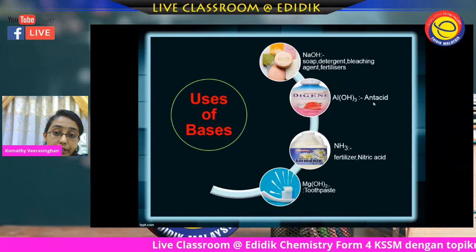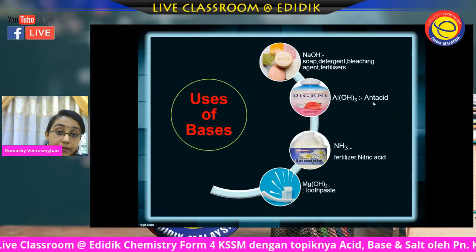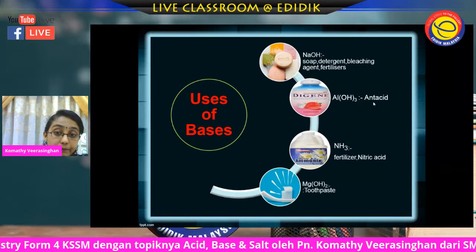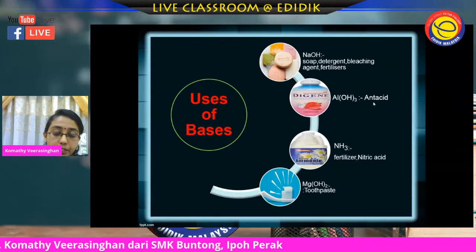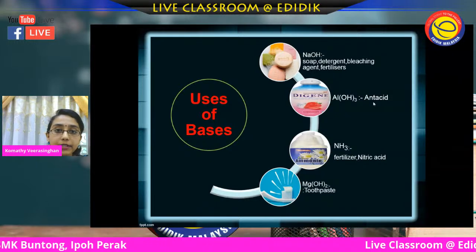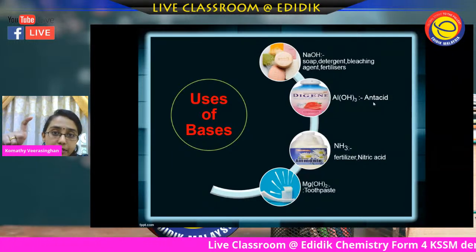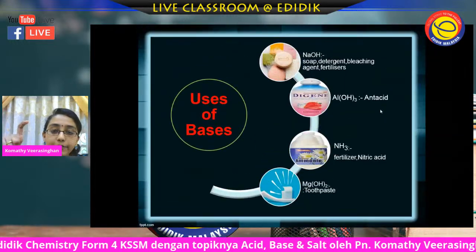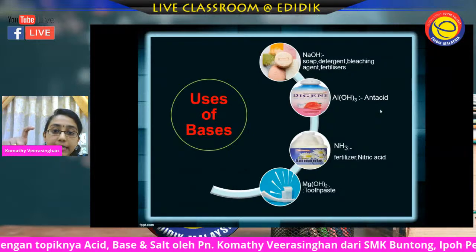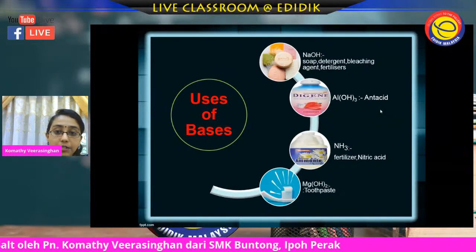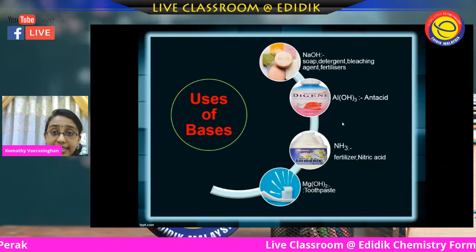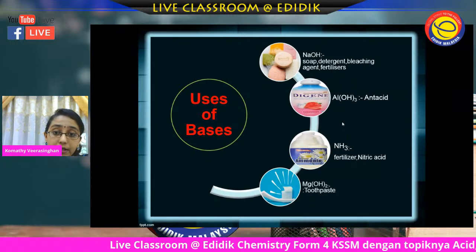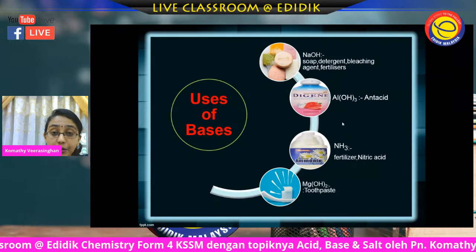Okay, I'm pretty sure many of you have experienced gastric problems. When a person has gastric pain, what do they consume? Usually when you go and see a doctor, what will they give you? You will see a bottle of white liquid. Am I right? This is called antacid. What's the function of this antacid? This antacid contains a base called aluminium hydroxide, which neutralizes the excess acid in your stomach. That's how it's able to reduce the gastric pain.